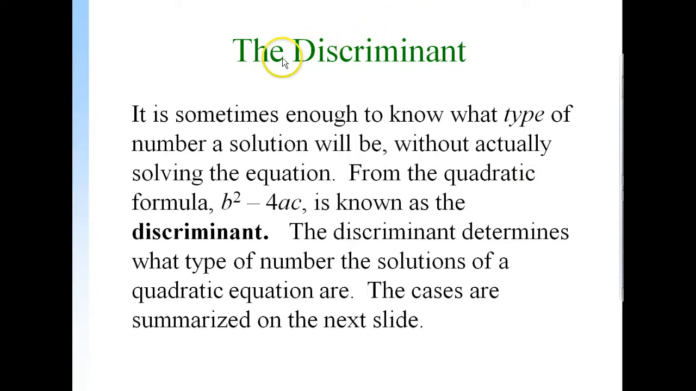Now, just read this to yourself. It is sometimes enough to know what type of number a solution will be without actually solving the whole equation. From the quadratic equation formula, b squared minus 4ac. This is what is found under the radical sign, and is known as the discriminant.